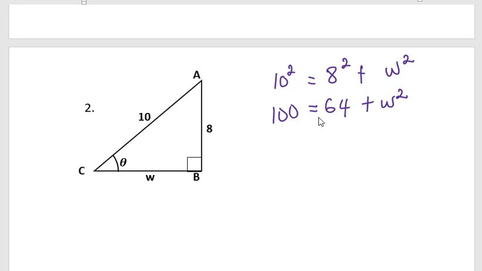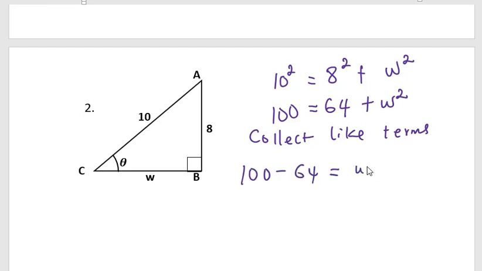The right step to do next is to collect like terms. If we collect like terms here, you can just move this towards here, leaving this to stand alone because we are solving for this. So we are isolating this variable, making it the subject of the formula. So 100 minus 64 is equal to w squared. We can do that quickly. 100 minus 64: this is 6 here, this is 9. 9 minus 6 is 3, so we have 36.